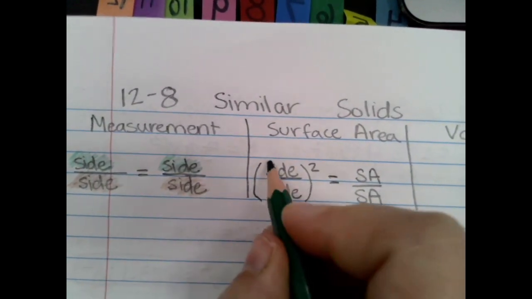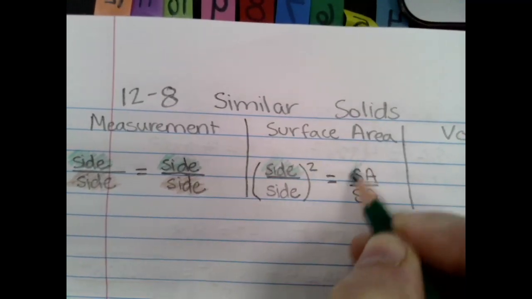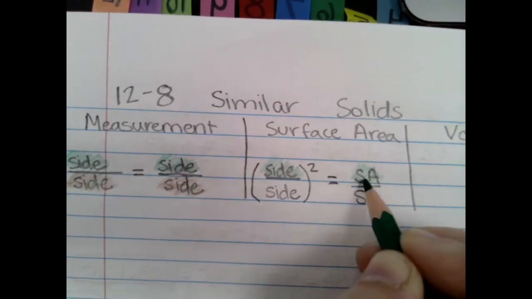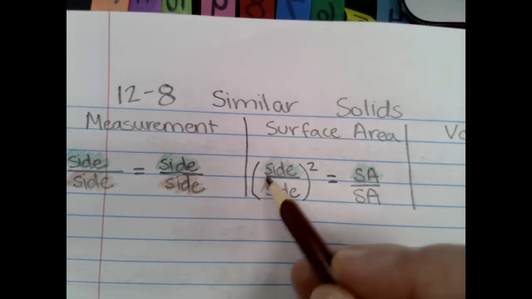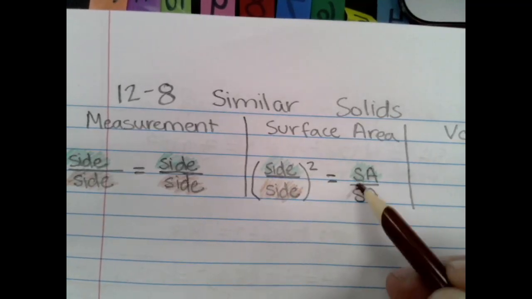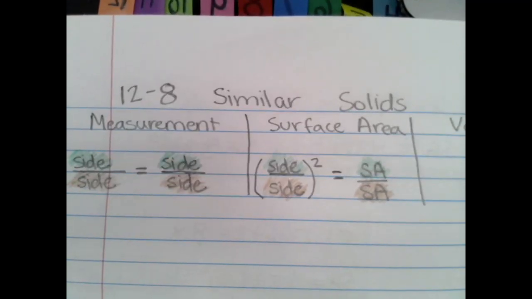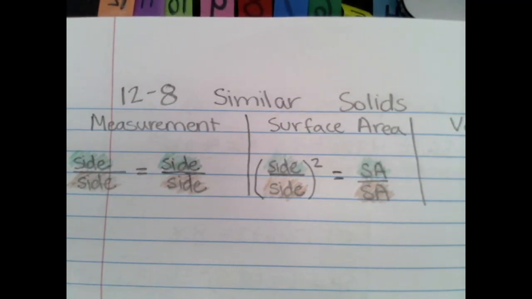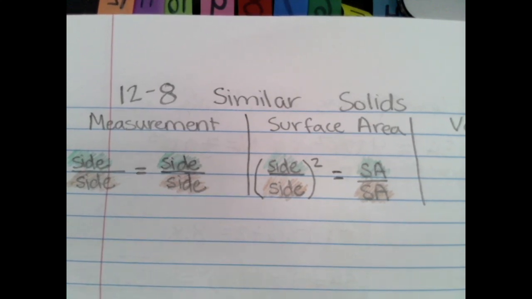So again, these top ones come from the same shape. So if you want to write ones next to these top ones, side 1, surface area 1, meaning they're coming from the first shape. And then the bottom, the side, and the surface area would come from the same shape here. Or you can color code it and be cool like me.